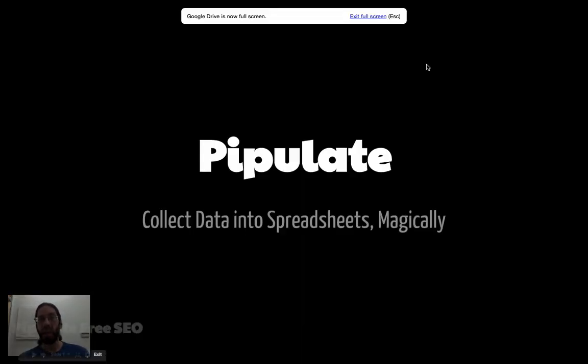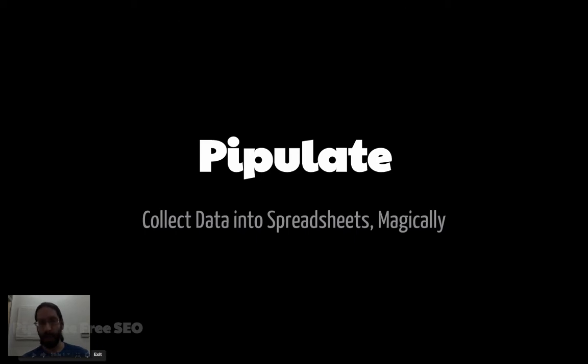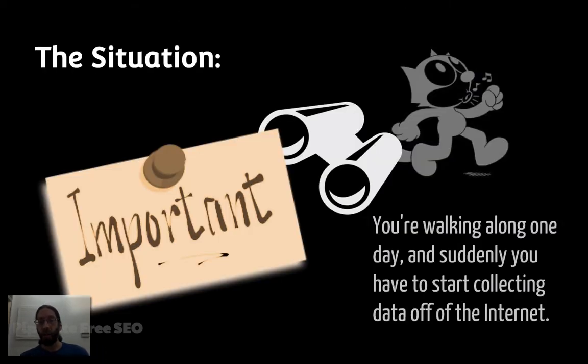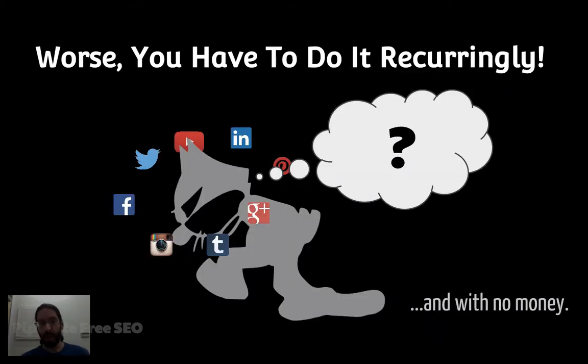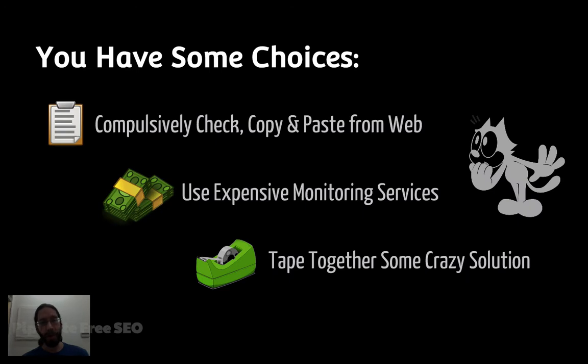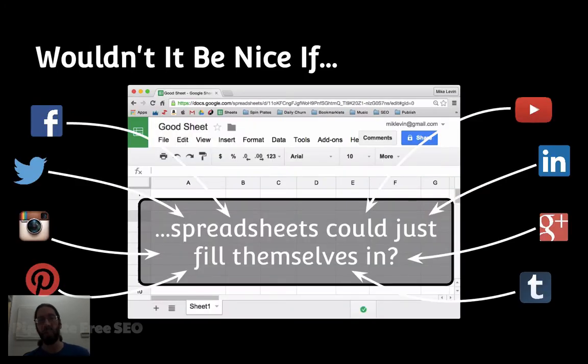Pipulate: collect data into spreadsheets magically. The situation: one day you find yourself having to collect data off of the internet to keep some records. What's worse, you have to do it over and over again and with almost no budget. So you do have some choices. You can just compulsively check those pages, copy and paste the metrics, and put them somewhere, or you can use expensive monitoring services or kind of glue and tape together some other crazy solution.